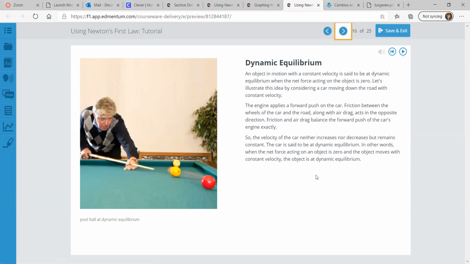Dynamic equilibrium is when an object in motion with a constant velocity is said to be in equilibrium. So the net force acting on the object is 0, but it's still moving, okay? If it has a constant velocity, that means that the net force acting on the object is 0, and it's just moving without a care in the world. That's the idea you kind of want to have.